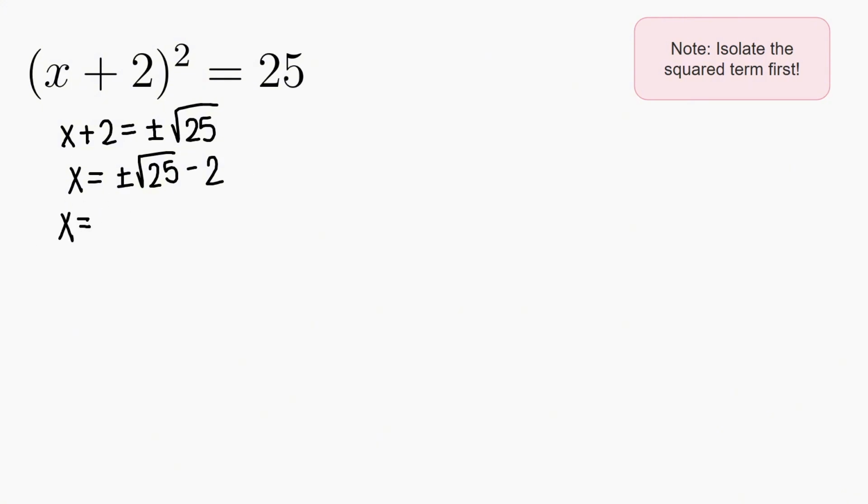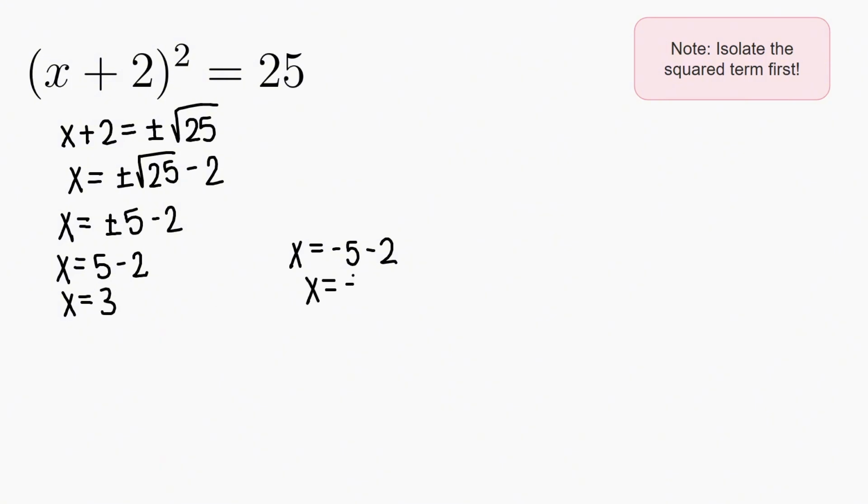And now we can simplify this entire expression. This gives us x equals plus or minus 5 minus 2. On one hand, we have x equals positive 5 minus 2. And on the other hand, we have x equals negative 5 minus 2. So x equals 3. And also x equals negative 7.